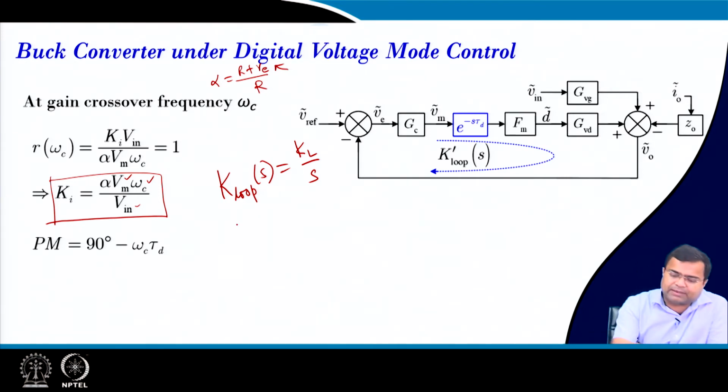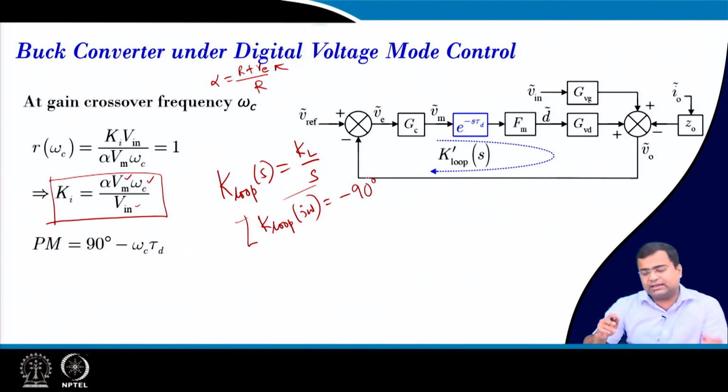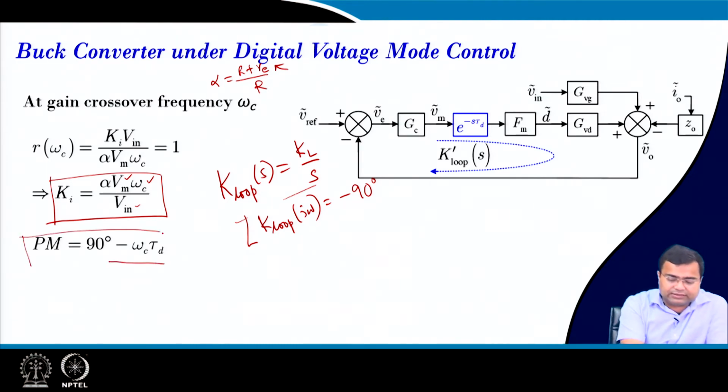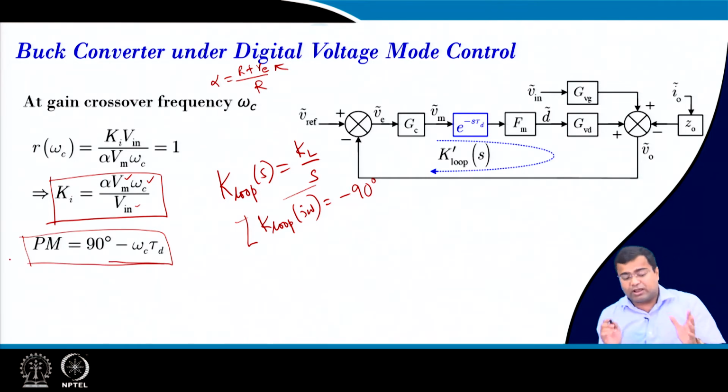So, in the analog case, the phase of the loop transfer function at j omega will be simply minus 90 degrees, because it is just 1 by S. And if we write the expression of phase margin, it will be 180 degrees minus 90, so 90. But because of the delay, you are getting an additional term, which will try to reduce the phase margin compared to analog control.